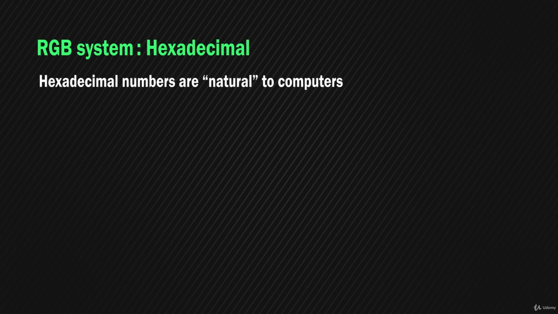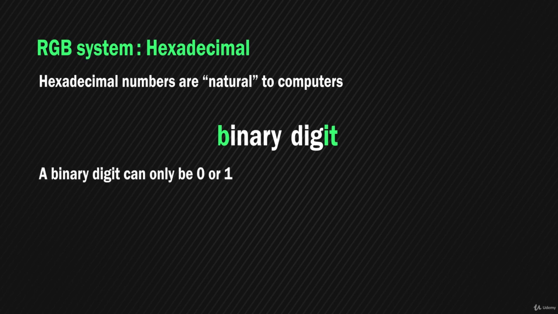So the first thing we need to discuss is this concept of a binary digit. And in the computer world, the word binary digit is often shortened to the word bit, B-I-T. See those green letters there? Okay, well, what is a binary digit? A binary digit can only be 0 or 1.